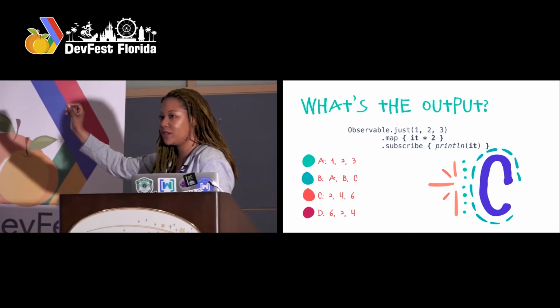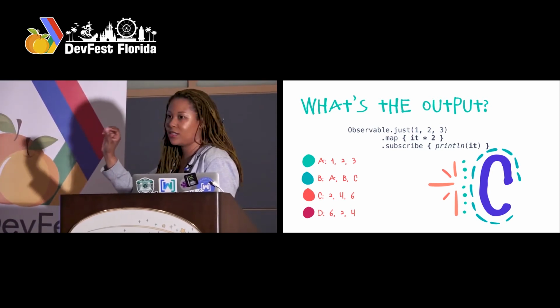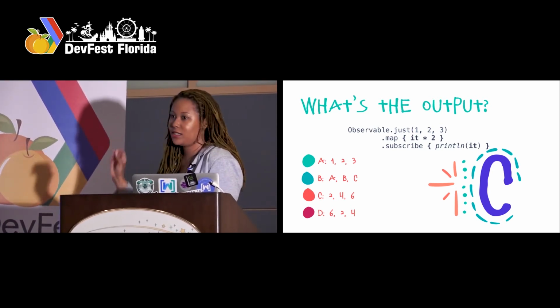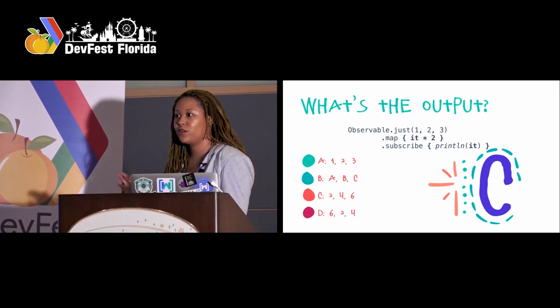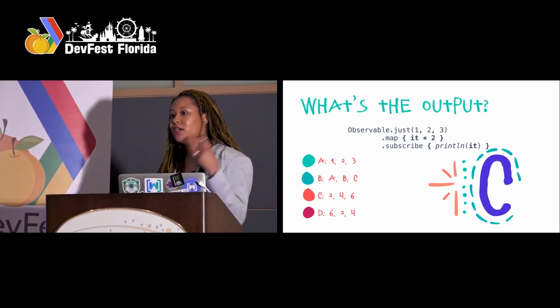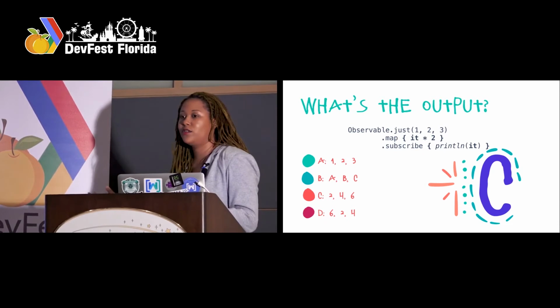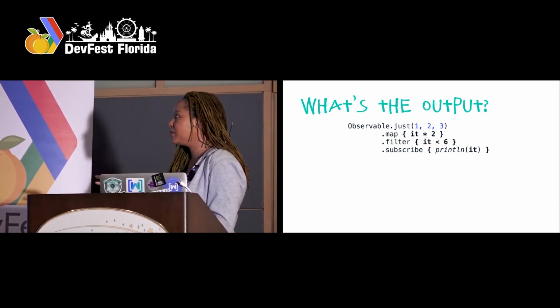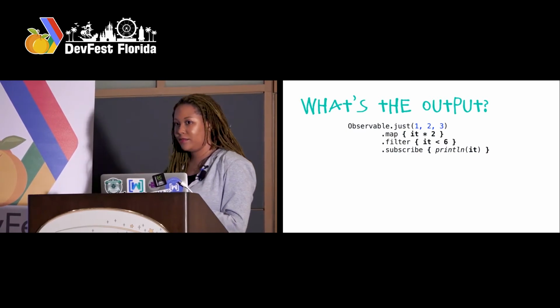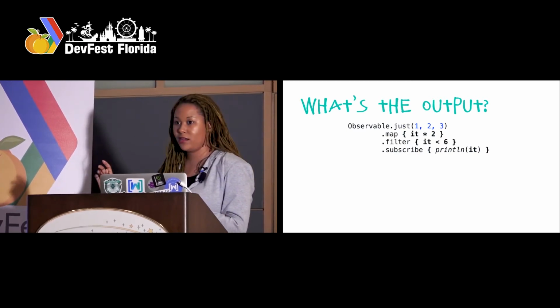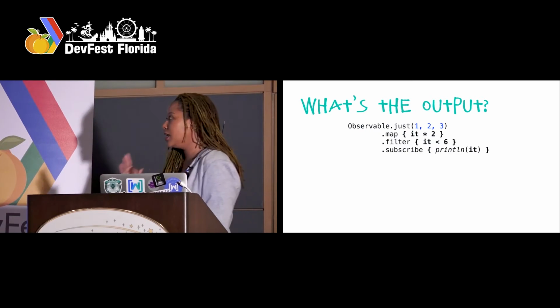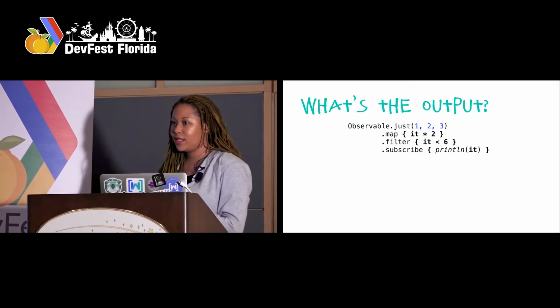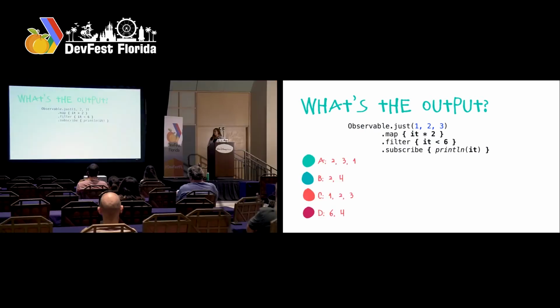Okay, now let's look at how we got here. We took 1 and we doubled it to get 2. 2 and we doubled it to get 4. 3 and we doubled it to get 6, okay? And there's no sort of fancy things happening where some things are happening in parallel or it's on another thread. It's just some blocking RxJava code. So we got C. Now, this time, we're going to add a filter in there where we're going to reject any numbers that are not less than 6. So would it be A, B, C, or D?